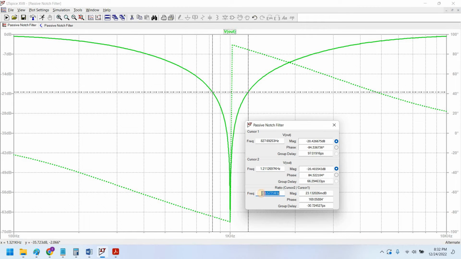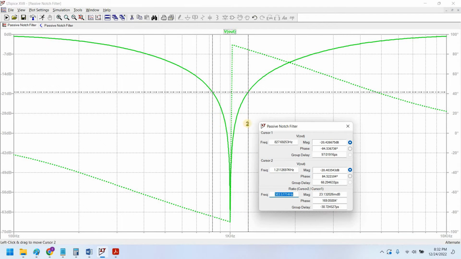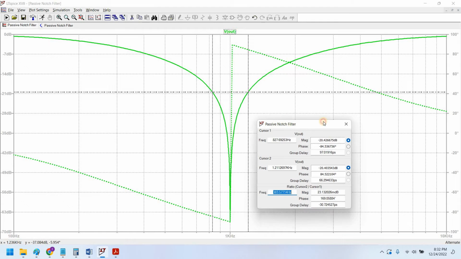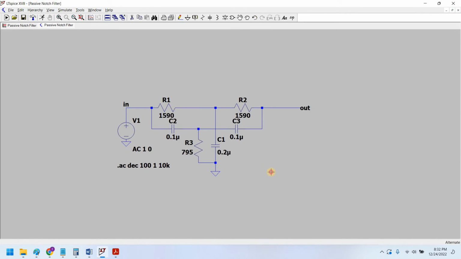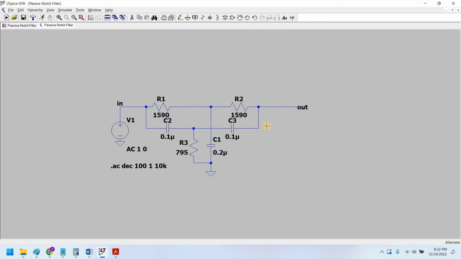So we need to fix this thing. We need to squeeze this stop band, this notch. Okay, so now what I would do here, I would use an op-amp.